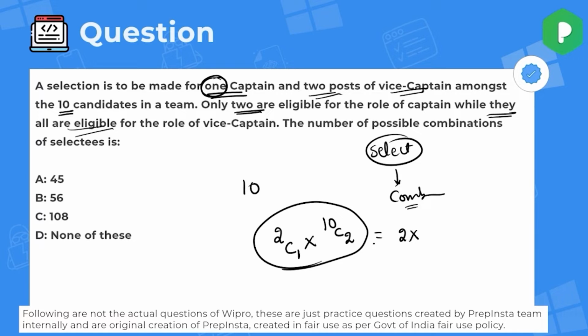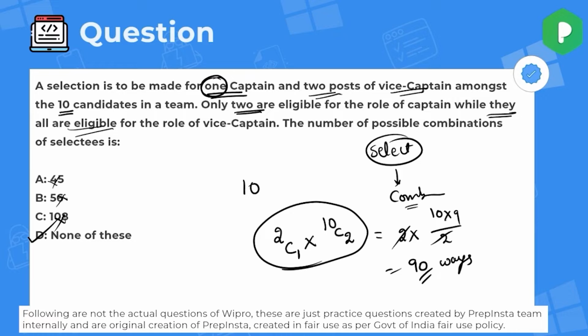What is 10C2? It is simply 10 into 9 by 2. You all know the nCr formula, right? So that's simple. 2 got cancelled and 10 nines are 90 ways is your answer. But in the options, 90 was not given. So option D is your answer, none of these.